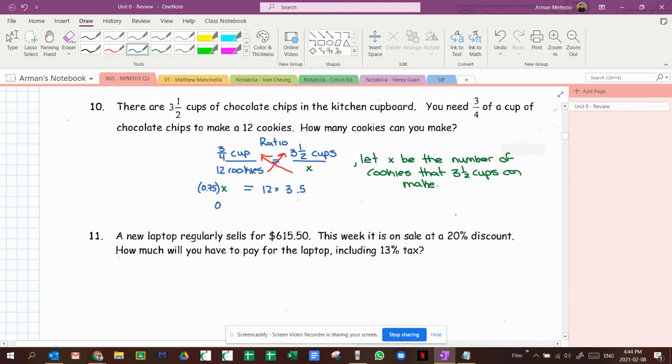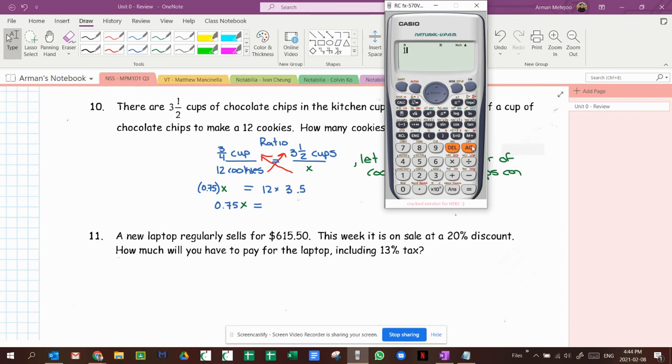I got an equation and I want to figure out what X is. So what would probably be useful is figuring out what 12 times 3.5 is. So let's go ahead and do that. 12 times 3.5 is going to be 42.